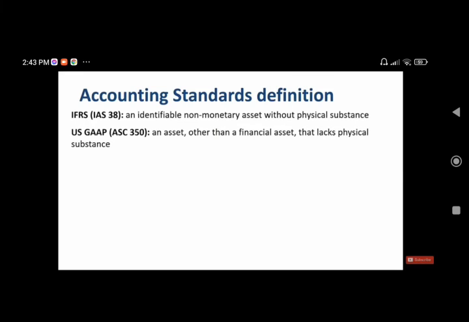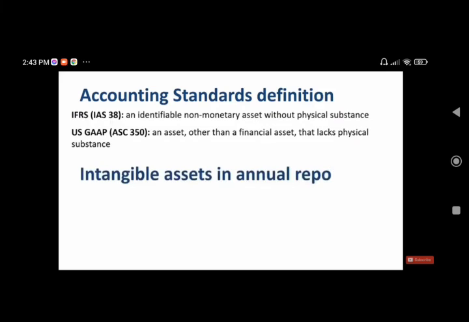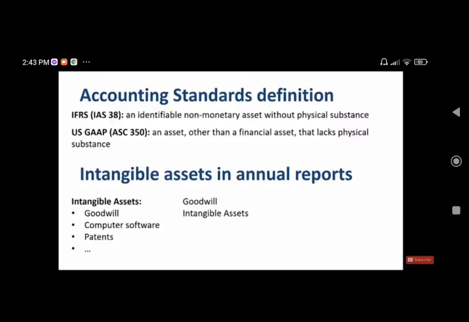Second common factor, an intangible asset is not a financial asset. Examples of monetary or financial assets are cash and cash equivalents, marketable securities and accounts receivable. When reviewing annual reports, you will find that companies have various ways of grouping intangible assets. Some use the term intangible assets as a category label, with items such as goodwill, computer software and patents as line items inside it. Others simply list goodwill and intangible assets as separate line items.